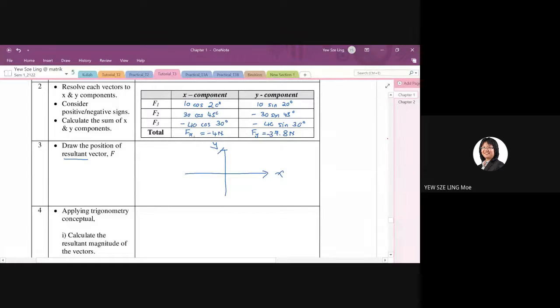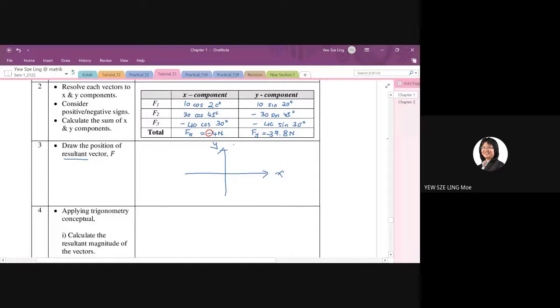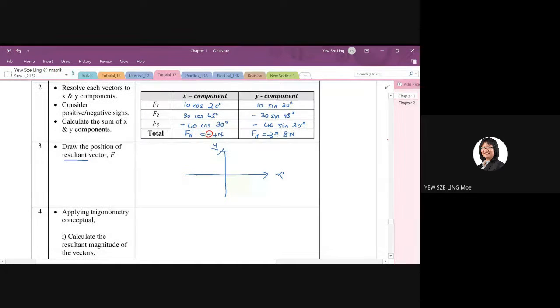And then according to my table, it tells me that Fx is equal to negative 4. Negative means that the force vector is pointing to the left. In a vector, if you have a negative horizontal component, it means it's going to the left. If you have positive, it means it's going to the right. So now I have it going to the left, because it is negative. So this is my Fx.